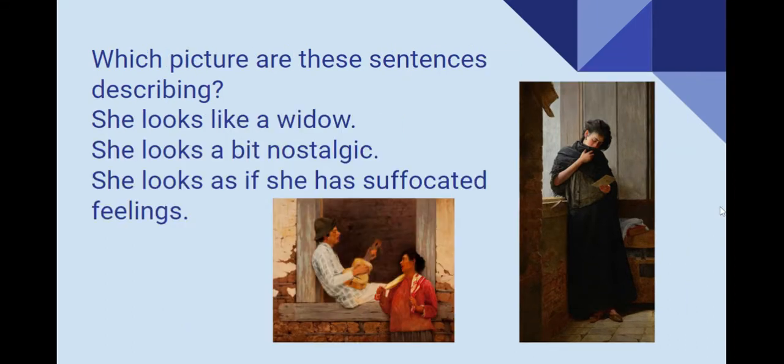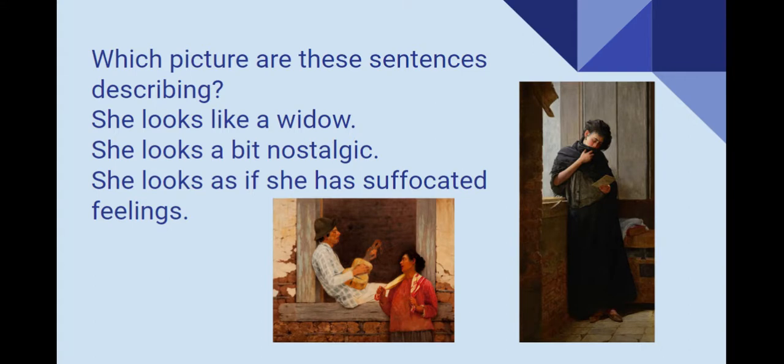Now, let's read the sentences. Which of the paintings am I describing here? She looks like a widow. She looks a bit nostalgic. She looks as if she has suffocated feelings. That's right, we're describing the bigger picture, where she's wearing mostly black.